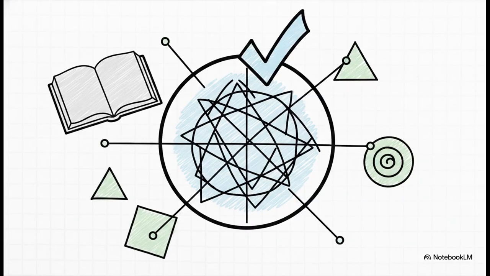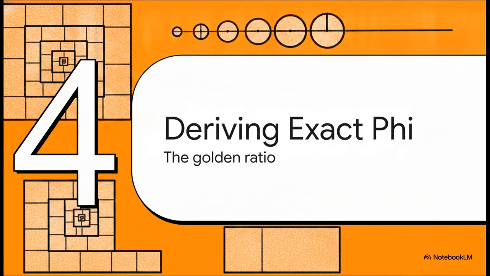And the best part? This isn't just theoretical math drawn on a whiteboard. The OMI system explicitly proves this in a formal verification language called Coq. The proof, which is known as OMI_pi_proof, mathematically guarantees that this geometric derivation is unequivocally equal to the true, undeniable mathematical pi. Section 4. Deriving exact phi.